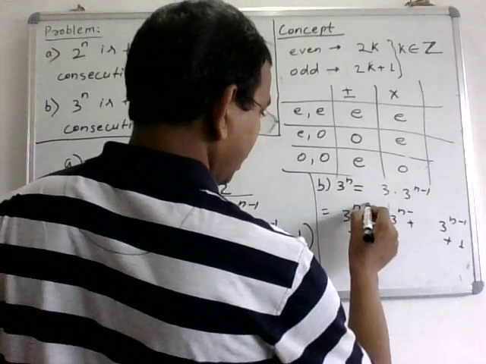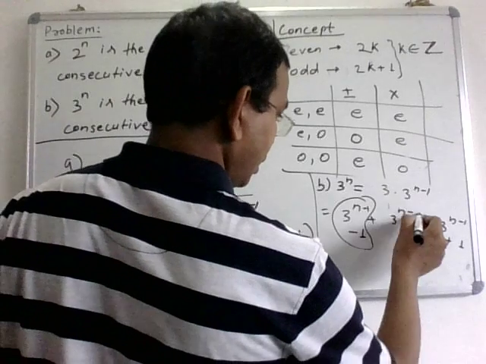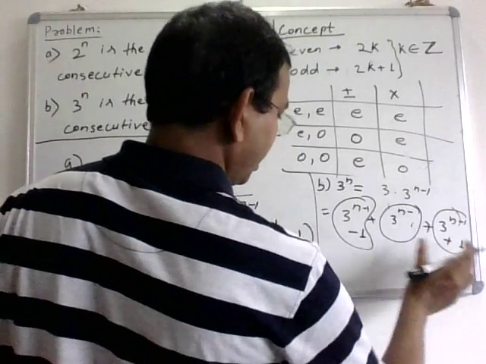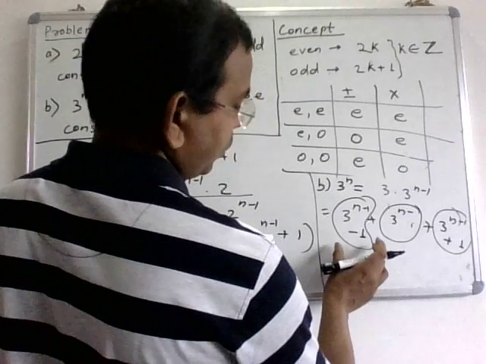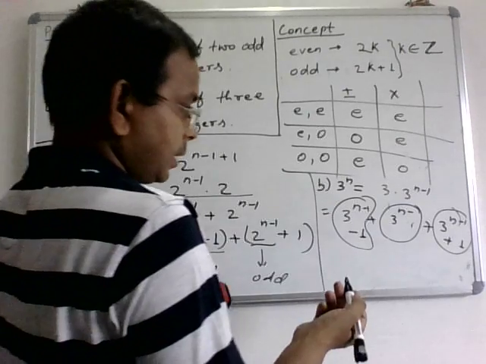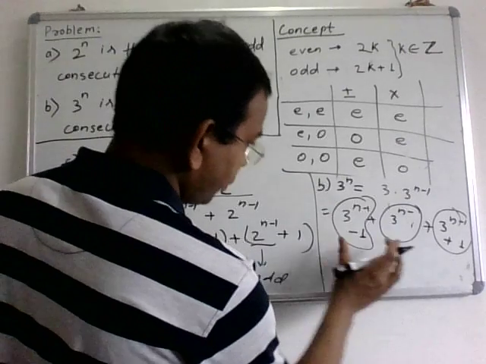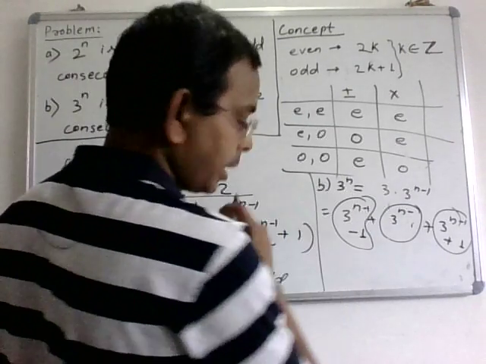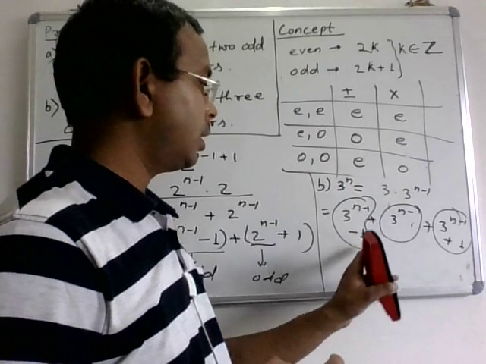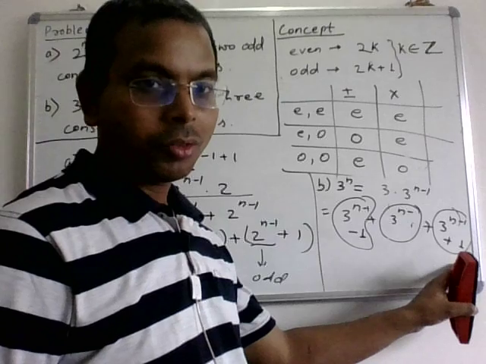So this number, this number and this number are three consecutive numbers, because this plus 1 is this, and this plus 1 is this, and their sum is equal to 3 to the power n. So 3 to the power n is always the sum of three consecutive numbers.